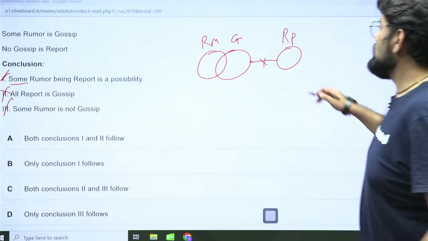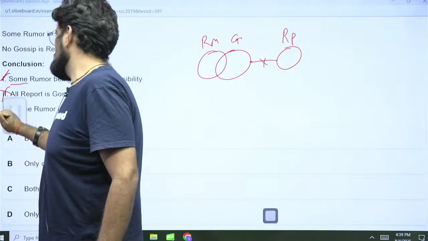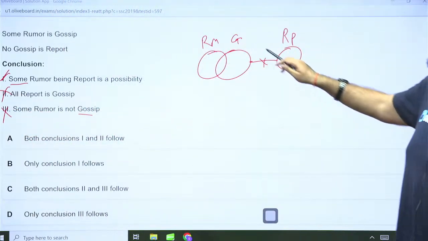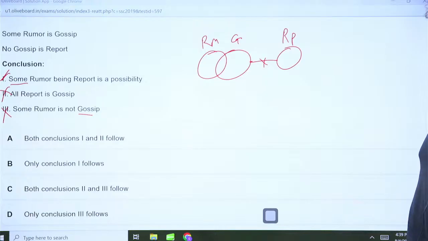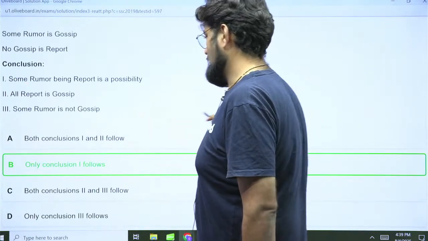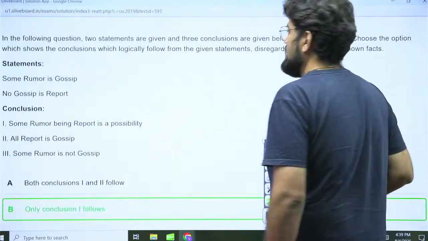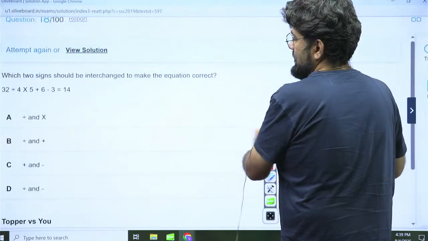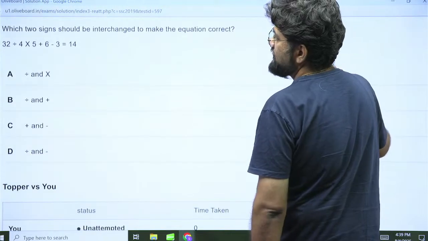Oh, some rumor is not. Hey, oh God, what am I reading? Some rumor is not gossip, not report. So some rumor is not gossip, I cannot say that. So only 1 follows. Option B is the correct answer. Cool. Thank God. 34 seconds. Decent, not bad. Next. Which 2 signs should be interchanged to make the equation correct?